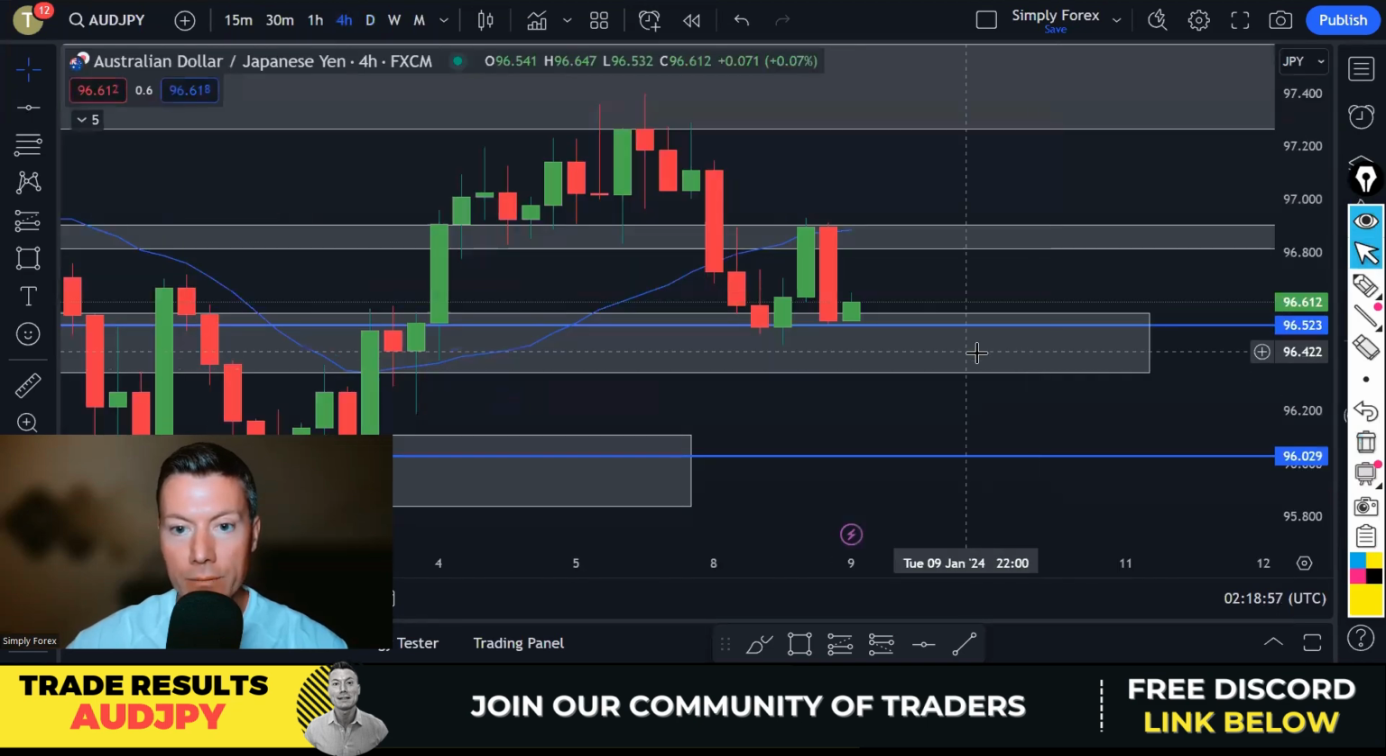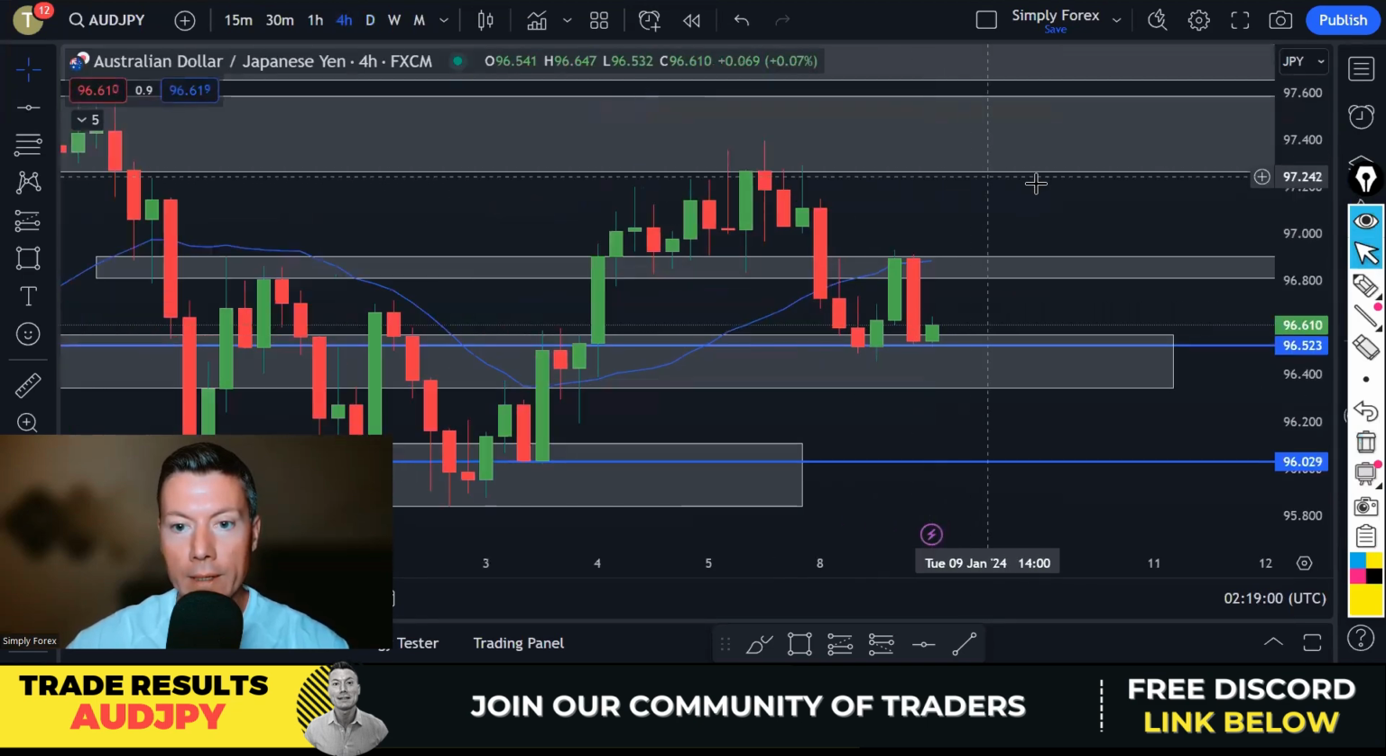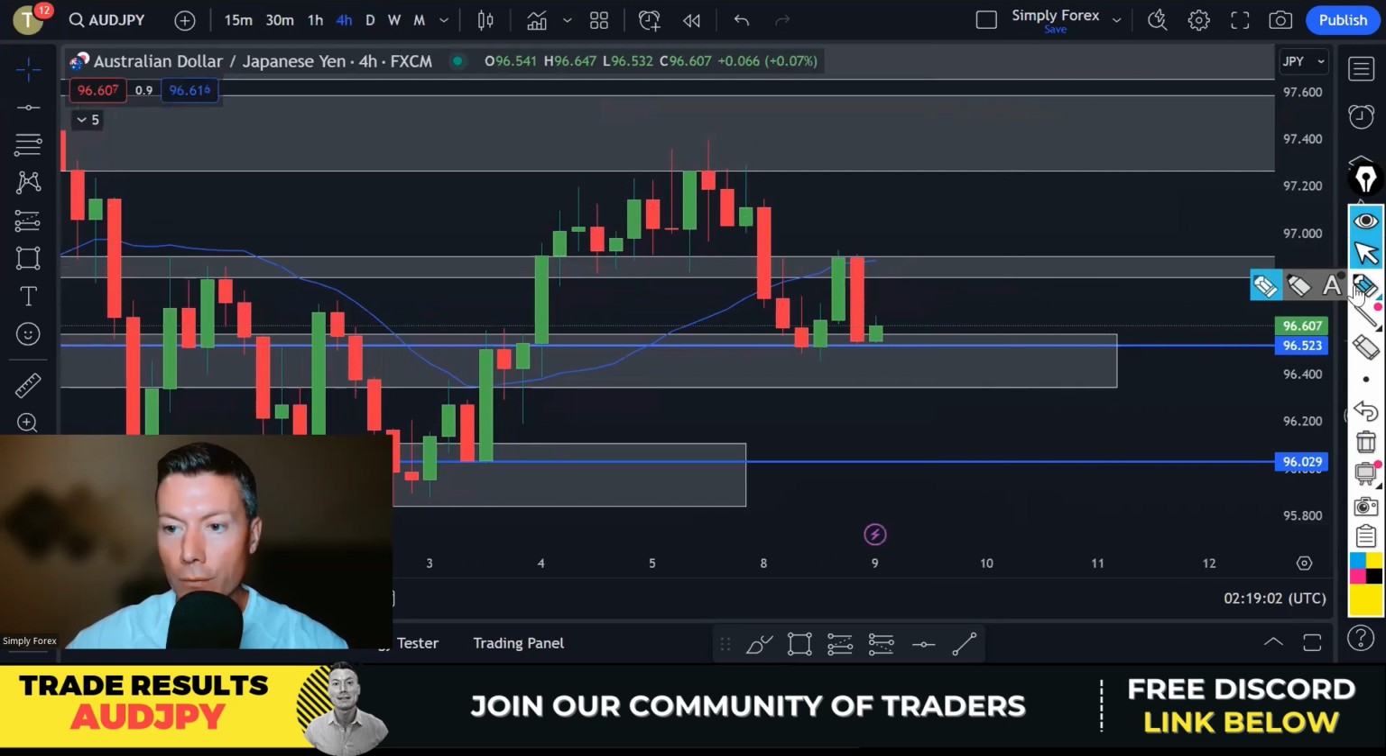If we drop down to the H4, we'll start with the H4 because you can see this candle here. As soon as I saw this candle, I am interested in Aussie dollar, Japanese yen. I'm all over it like I would be on a date with Gal Gadot. Because it broke structure, it broke these lows, then I'm interested.